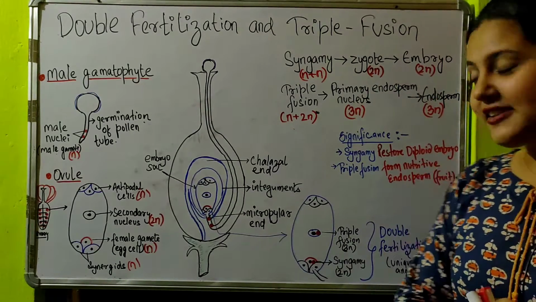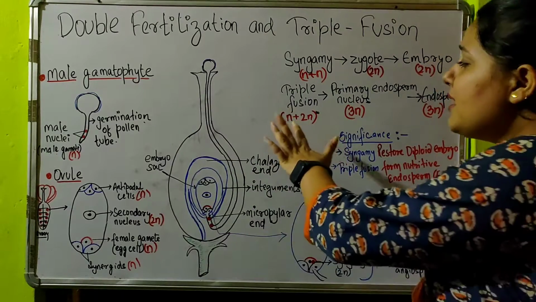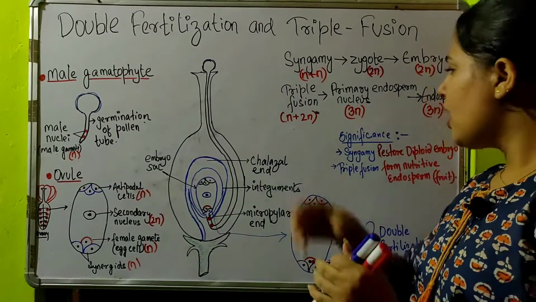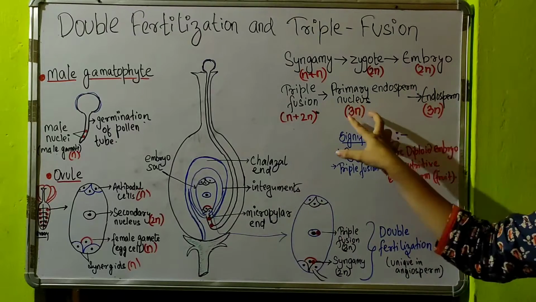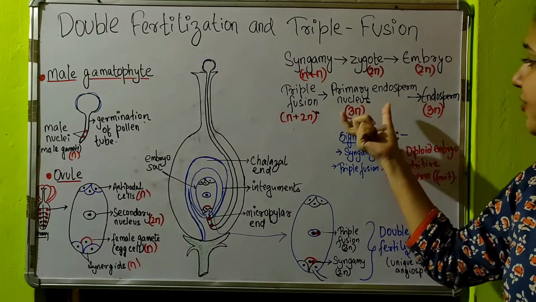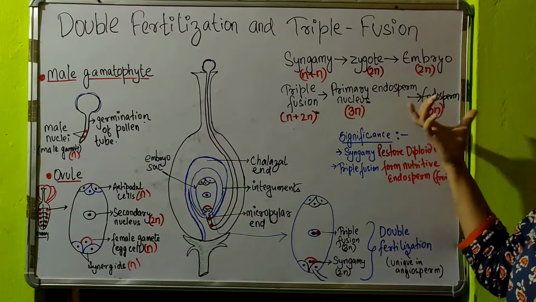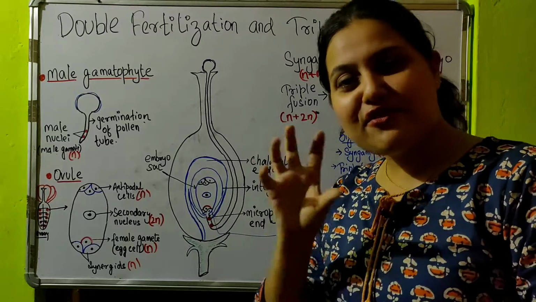also 2n. And now coming to the triple fusion, male gamete plus the secondary nucleus, they give us the primary endosperm nucleus, and that is 3n. And after this, what does the primary endosperm nucleus form? It forms endosperm. And what is endosperm? Endosperm is a fruit part.